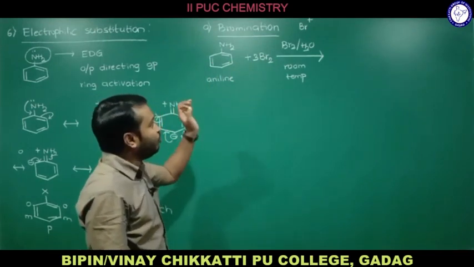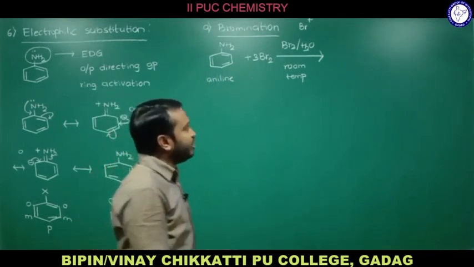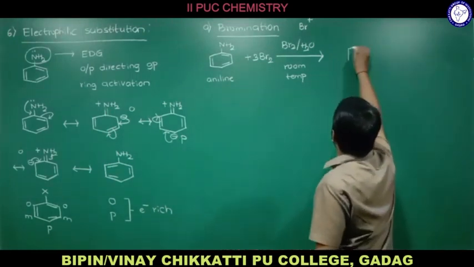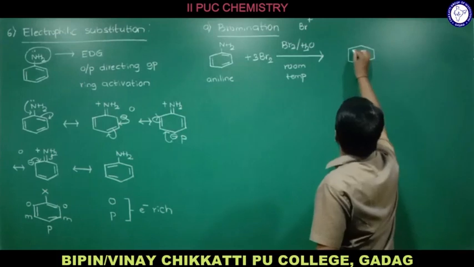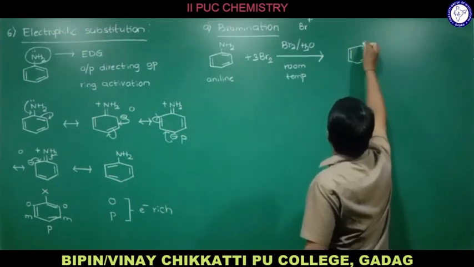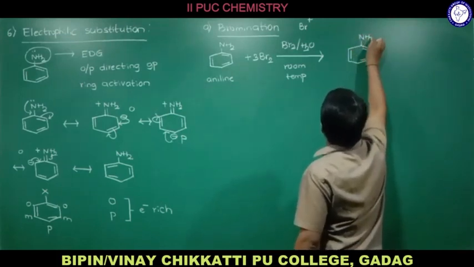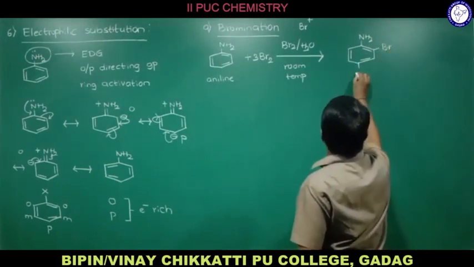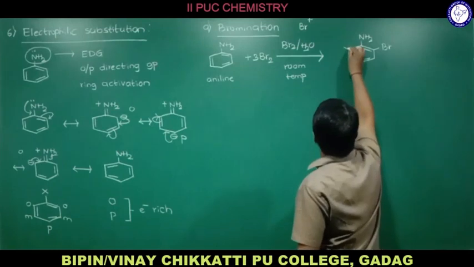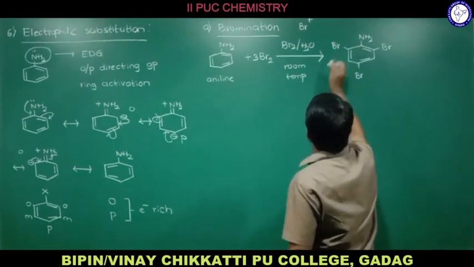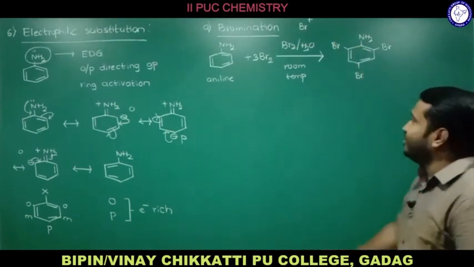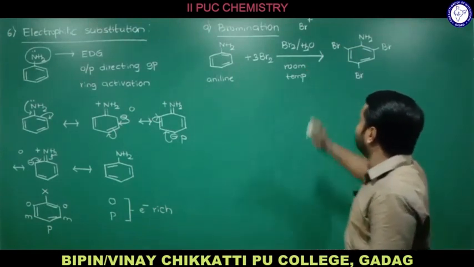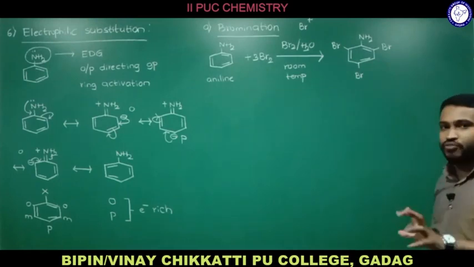So bromine water, it is going to react at room temperature, and the kind of product we are going to get here, let me write that first. So we have a benzene ring over here, and of course the NH2 group, and to this position we have one Br, and to this position we have one more, and to this position we have the third Br. So this is the product we are going to get when aniline undergoes bromination at room temperature with the bromine water.